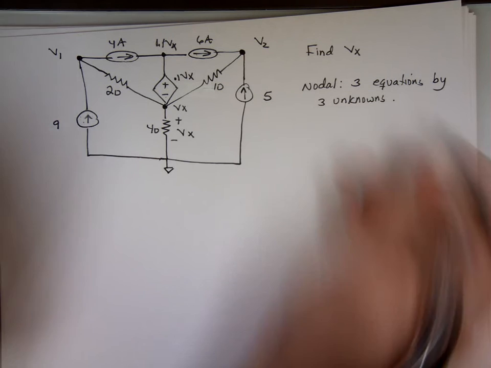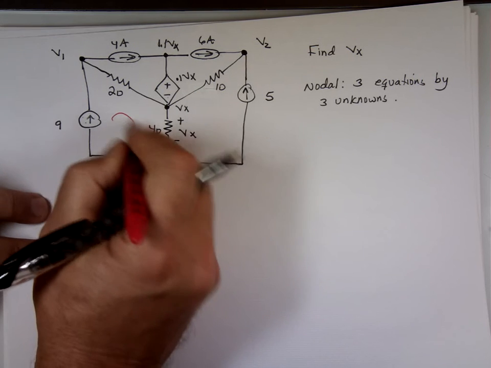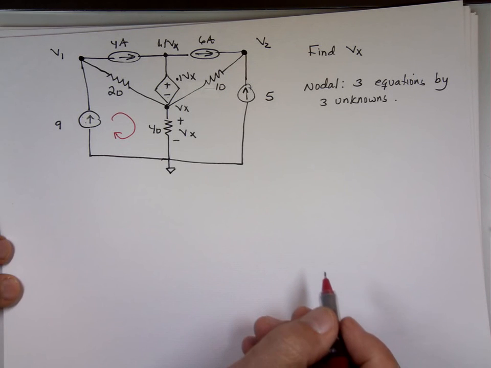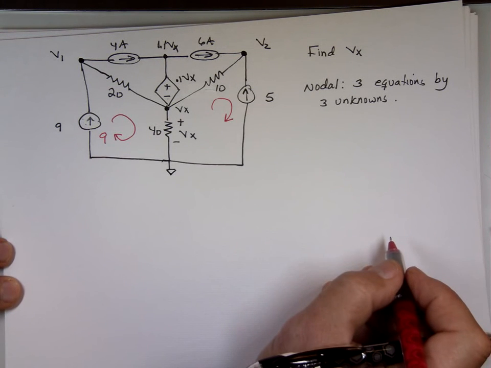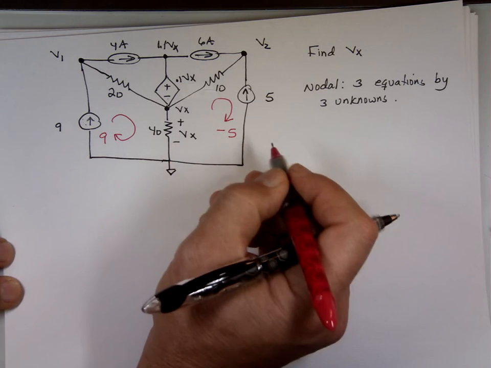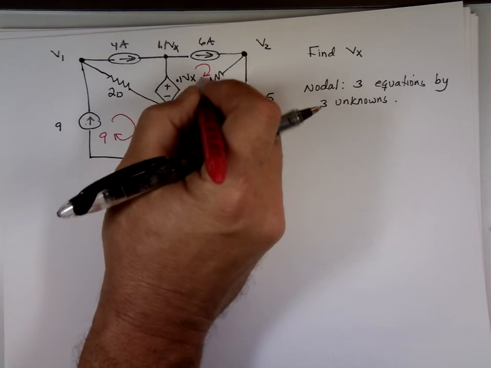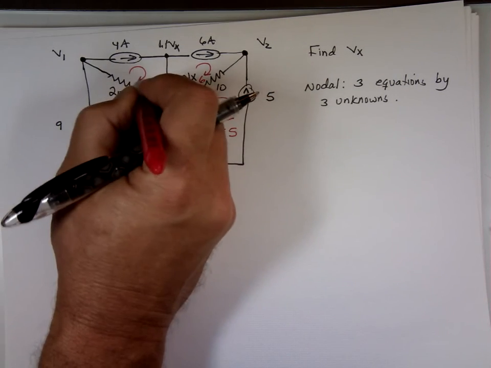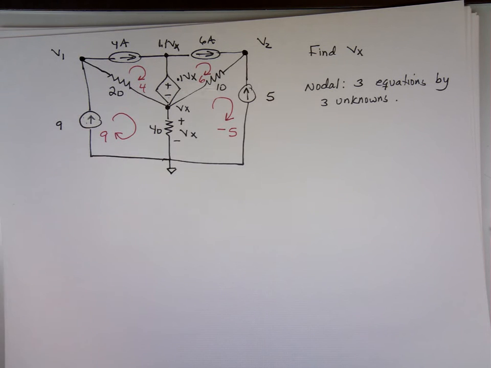With mesh, let's do mesh analysis. Do we know what that current is? 9. Do we know what that current is? -5. Do we know what this current is? 6. Do we know what this current is? 4. How many unknowns do you have there? 0.